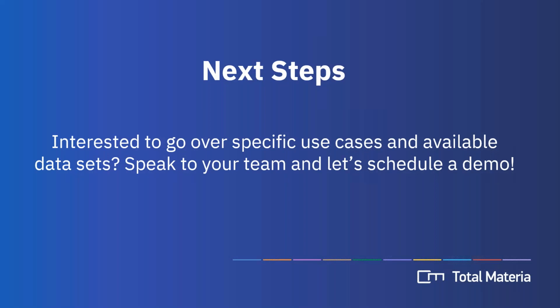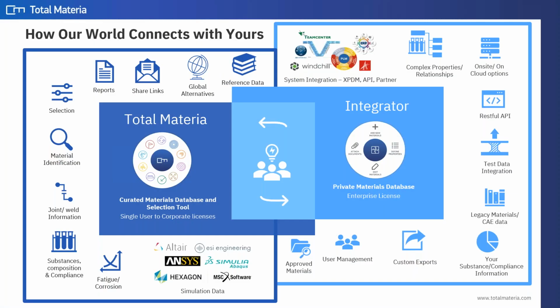Total Materia is not a tool only for you to make searches. It gives you another opportunity and shows how our worlds connect with yours. As you can see, you can check all these 700,000 materials in the literature, and at the same time, you can create your own material solution as well. Approved materials, user management, custom exports, sustainability lines, and you can export a bulk export option of all this material from your internal material database.